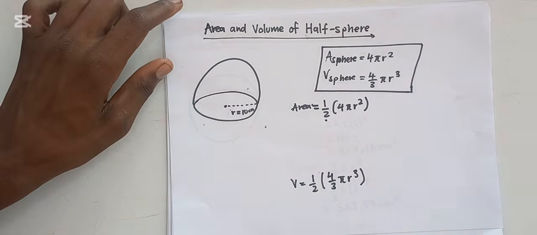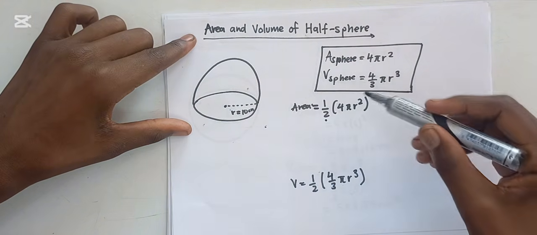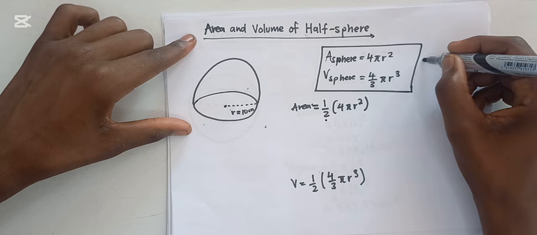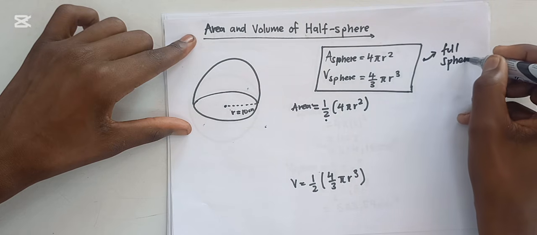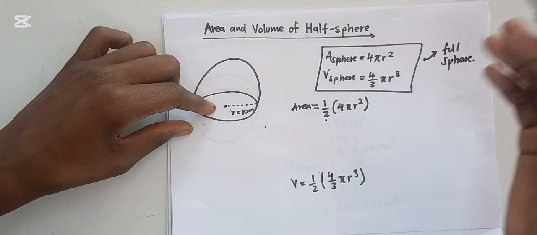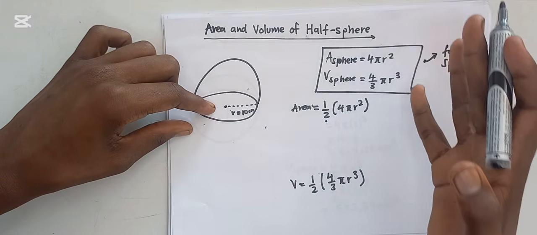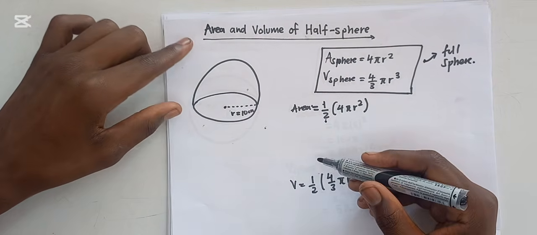So this is it for the area and the volume of a sphere. It's very, very easy. What you need to know is that in your exam, when they give you the half of a sphere, they're going to give you these formulas, and these formulas are for a full sphere. This one is the half sphere. So to find the area of it, you're still going to use the same formulas, but you're going to put the half, just because this shape is a half.